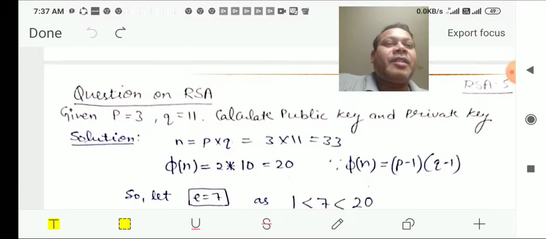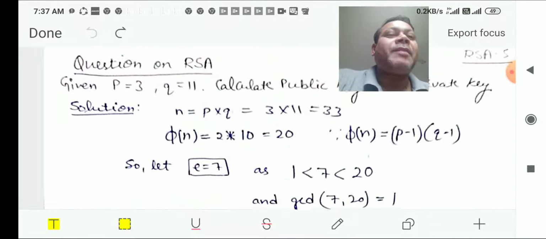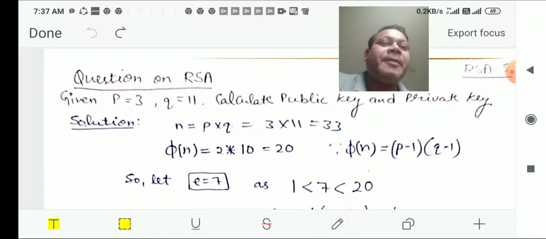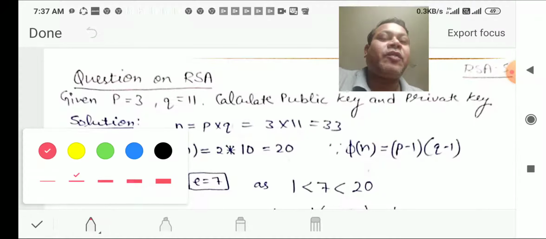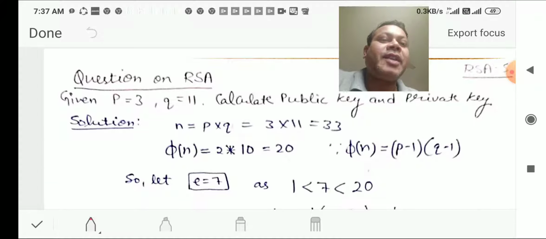Now here basically we are supposed to find n first, and n is nothing but the product of these two numbers, p and q. So the product of p and q, we are going to get 33.